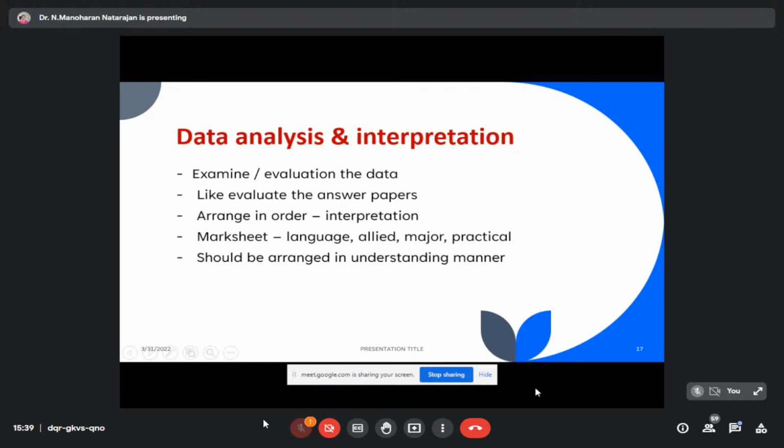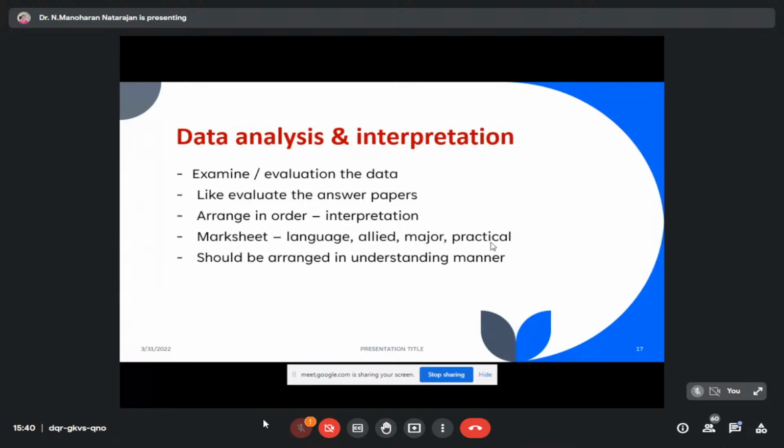Now, data analysis and interpretation is the next step of our research steps. In this area, we have to examine or evaluate the data, like evaluating answer papers. For example, some of you, or most of you, are teachers. We will go with this example, evaluating the answer papers. When evaluating the answer paper, we will get the marks. That is not an issue in data analysis. Data analysis is the arrangement in a particular order for interpretation.